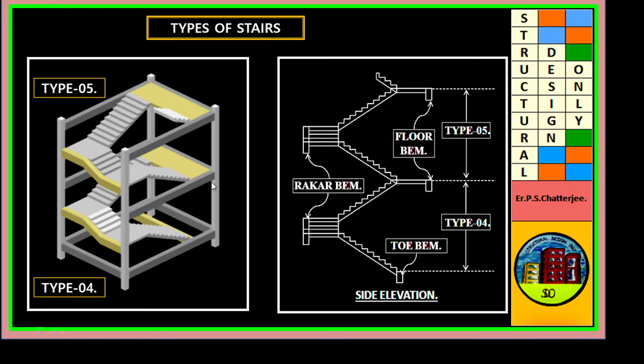Type 5, first floor to second floor. First support is here, second support is here. For second flight, these two landings are the supports. And for third flight, this is our support and this is our support.